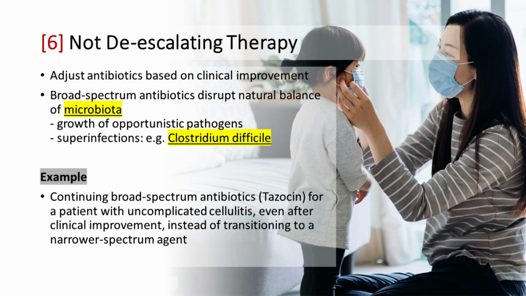Pitfall number 6: not de-escalating therapy. Failing to adjust antibiotics based on clinical improvement can lead to unnecessary prolonged treatment. Broad-spectrum antibiotics can disrupt the natural balance of the body's microbiota, leading to the growth of opportunistic pathogens or superinfections, such as Clostridium difficile infections. For example, continuing broad-spectrum antibiotics for a patient with uncomplicated cellulitis, even after clinical improvement, instead of transitioning to a narrower-spectrum agent.